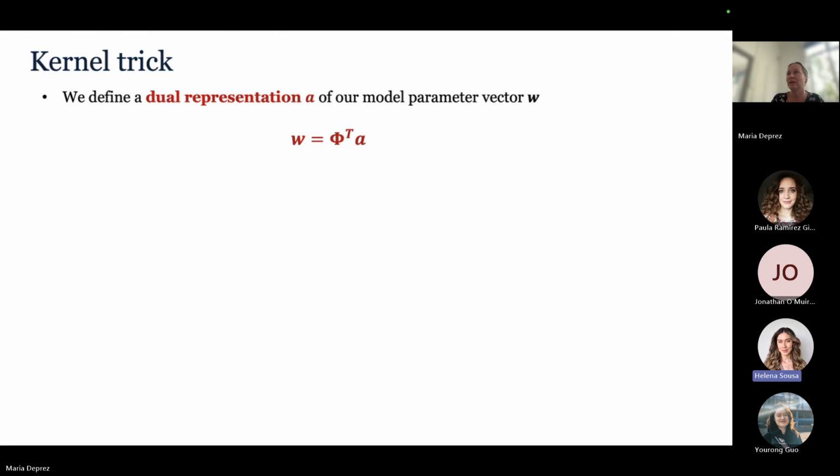Okay, so this Phi transposed will basically be the transformation between this W and A. So W has D plus 1 parameters and A will have N parameters, so as many as training points. And this A is our new dual representation.